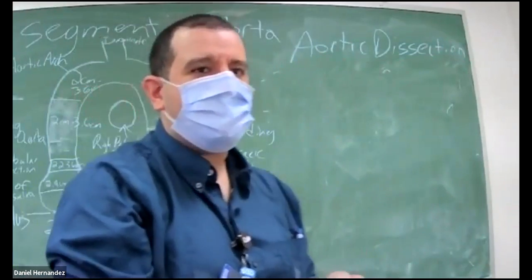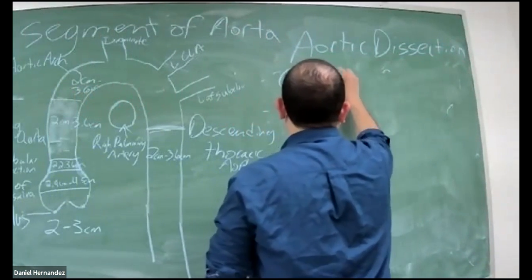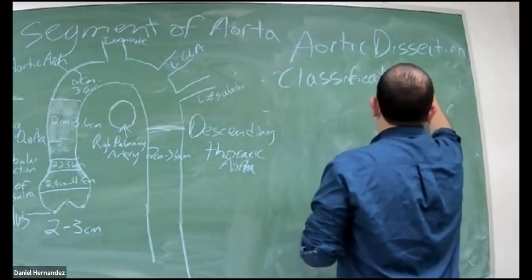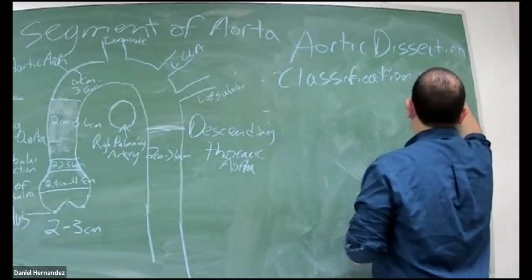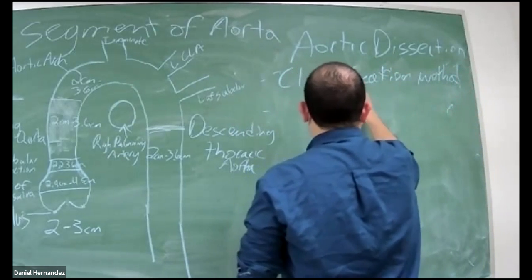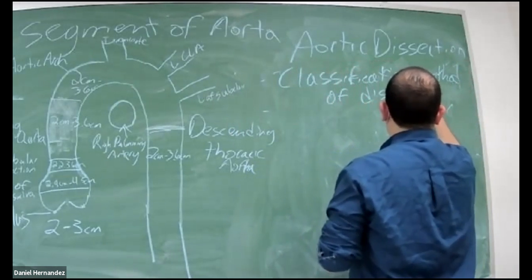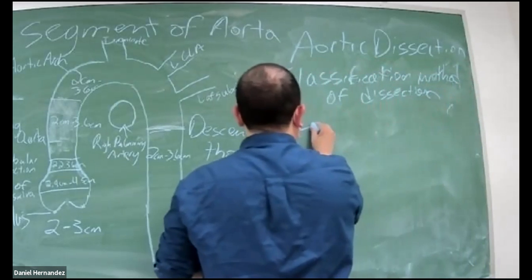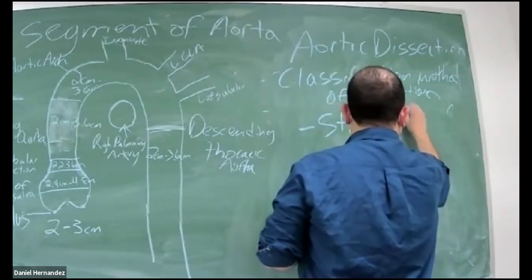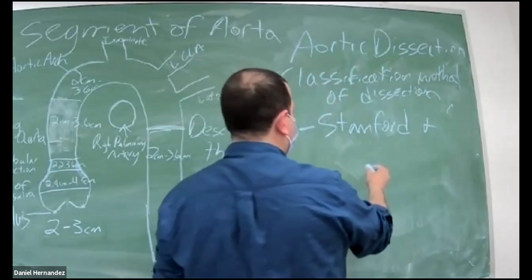So we have two dissection classification methods. We have the Stanford, and we have the DeBakey.